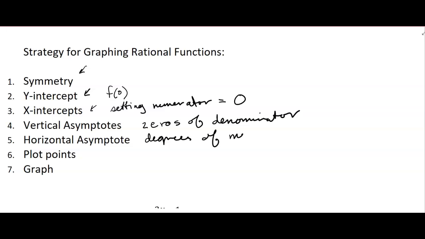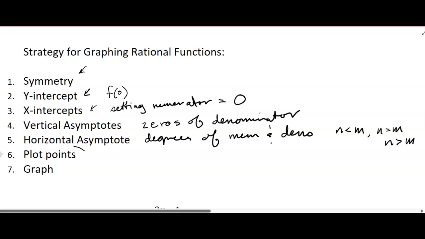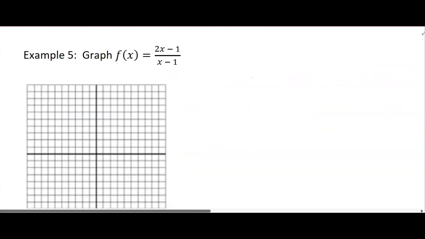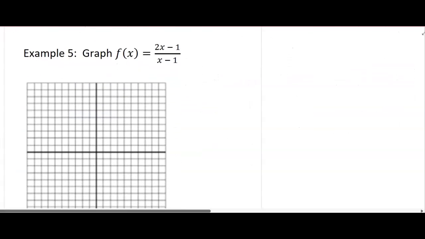Horizontal asymptotes, you go by the degrees of the numerator and the denominator, and you'll have to use that chart, if n is less than m, if n is equal to m, or if n is greater than m. Okay, then you have to find some points. You have to find points in each section. And you want to know what's happening to the right and left of the vertical asymptotes. Okay, you use all that information to make the graph. So here we have an example, and we'll try to follow this.